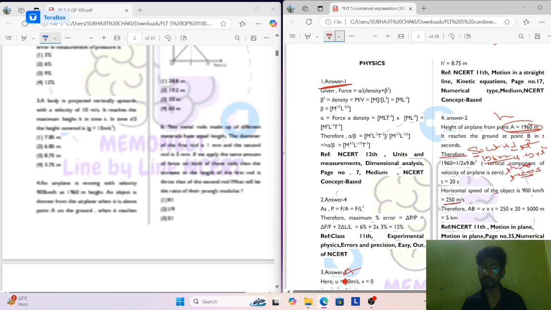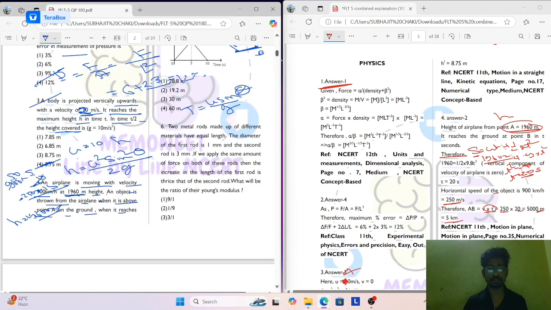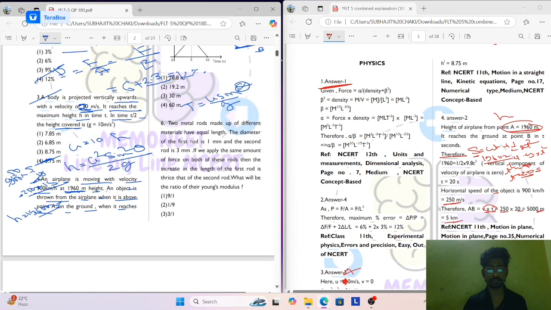So just calculate the distance traveled from point A to point B by the formula s equals vt, right? Why? Because there is no acceleration in the horizontal direction, no g will be there. So no acceleration means uniform velocity. In uniform velocity the formula is s equals vt. So 250 into 20 means 5000 meter or 5 kilometer will be our correct answer. So therefore option number 2 will be our correct answer.